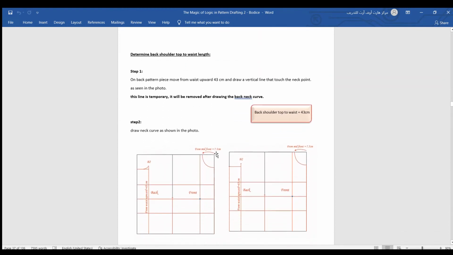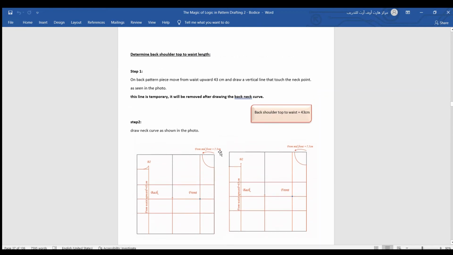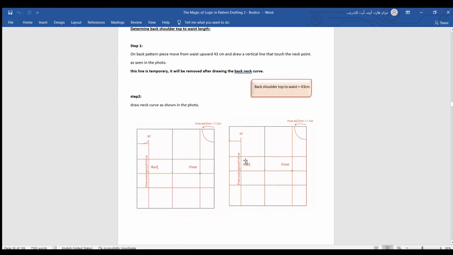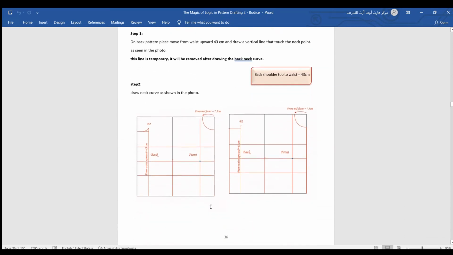Then we have to determine back shoulder top to waist length, which is B2. B1 measured 41 centimeters. B2 measured 43 centimeters. The difference between both of them is 2 centimeters. So I have to go from this point here 2 centimeters up. If you measure from the new point that we placed all the way down, it will be 43 centimeters, which is B2.